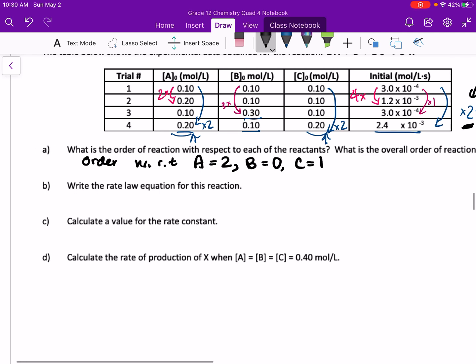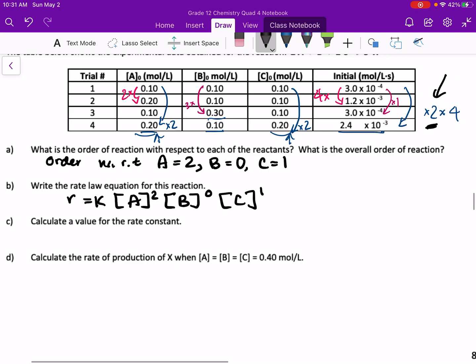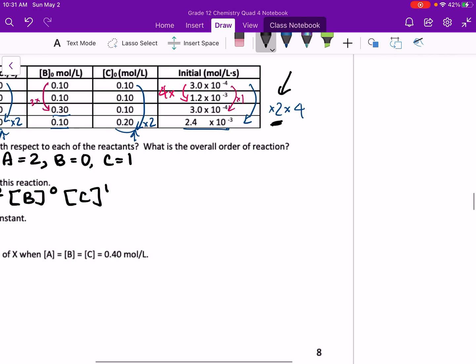The rate law for this equation is K times A to the power of 2, B to the power of 0, and C to the power of 1. To find the value of my rate constant, I'm going to work over here. I'm going to work with trial 1. So I have an initial rate of 3.0 times 10 to the negative 4 mole per liter second.